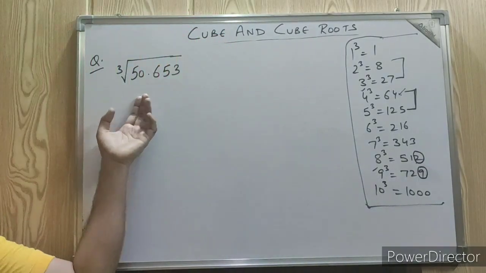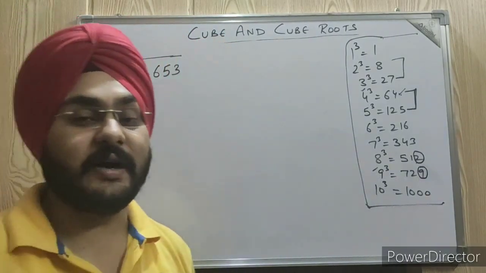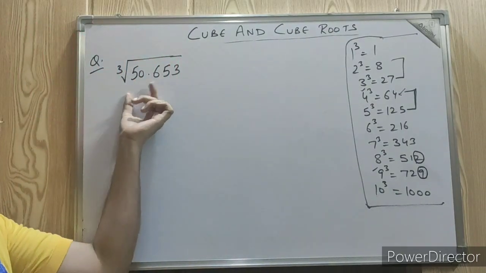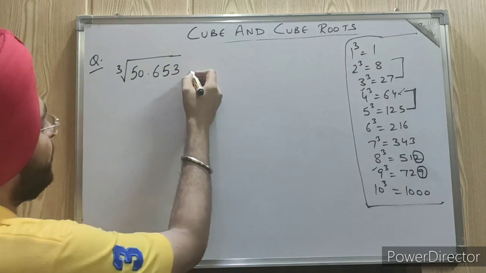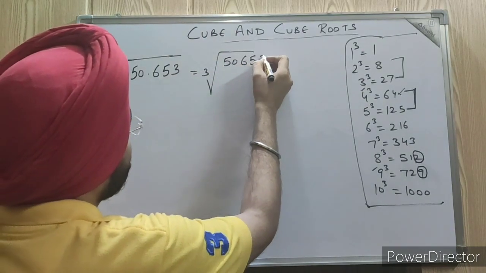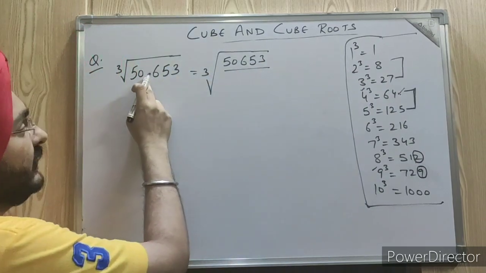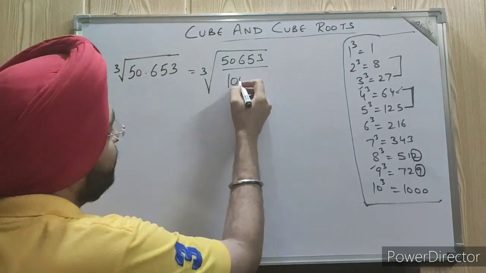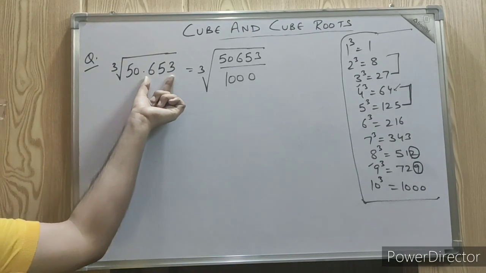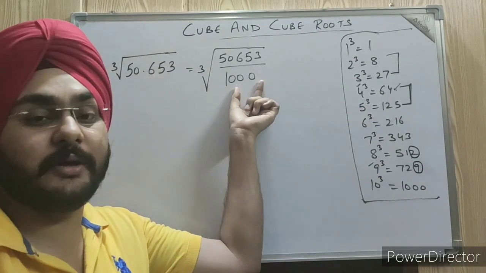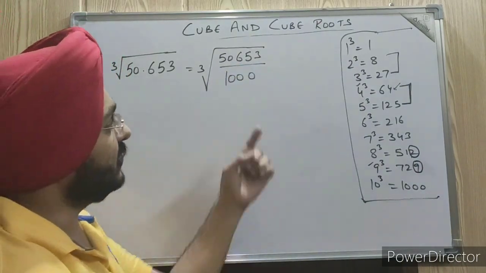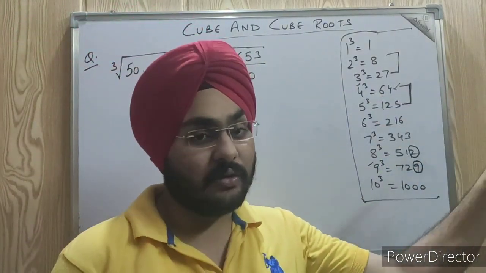In the next question, we will discuss how to find the cube root of decimal numbers. I have written a decimal number here. Firstly, can I write it this way: cube root of 50653 as it is? If I remove this decimal, 1000 will come downwards. After the decimal we have 3 digits, which means 3 zeros will go in the denominator. Now we find this cube root by using the Vedic technique only.